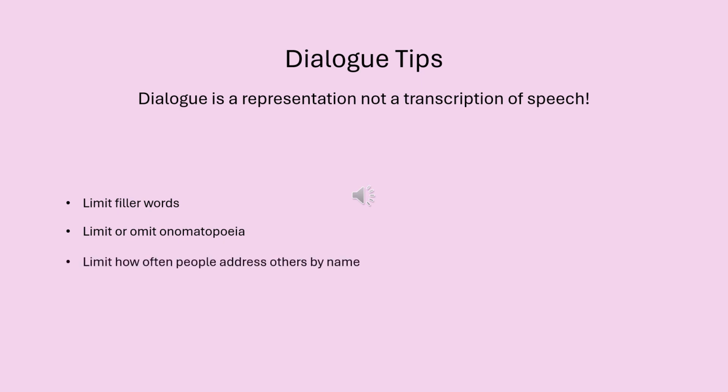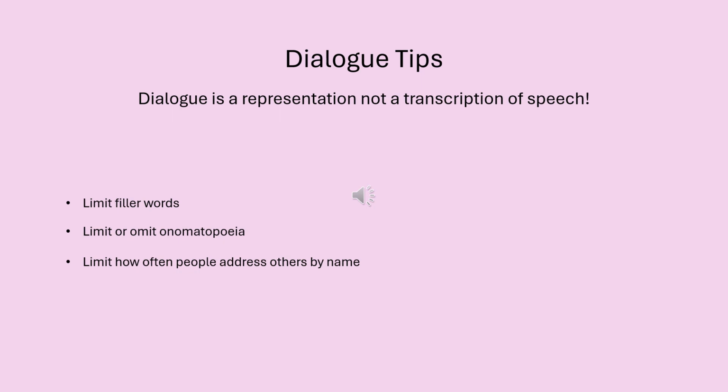Limit how often people address others by name. It is not common in English to use people's proper names. It just isn't. It's not something that we do very often. If you're writing in Japanese, this rule would not apply at all. Every tip that you're going to get in a writing class is going to be specific to the language that you're writing for the most part. Maybe some things about plot cross languages, but for the most part, every language has its own standards.